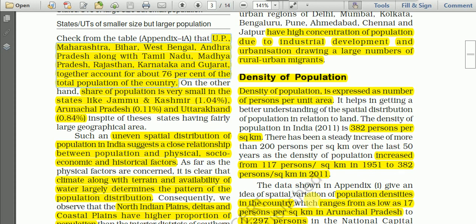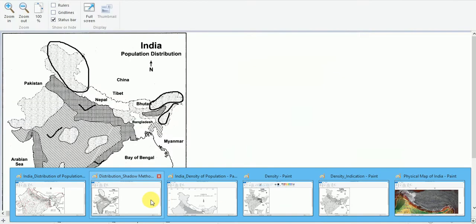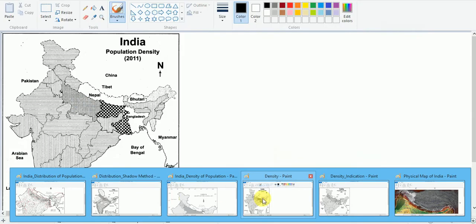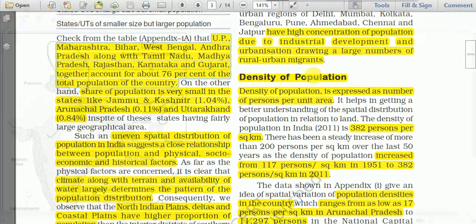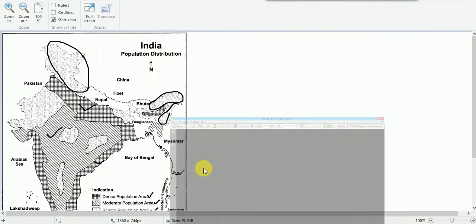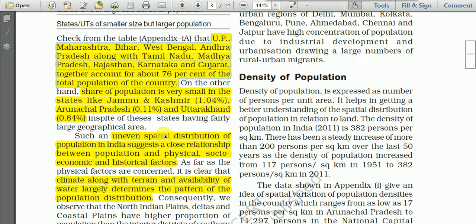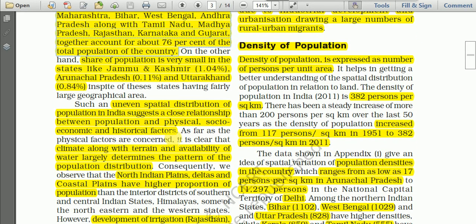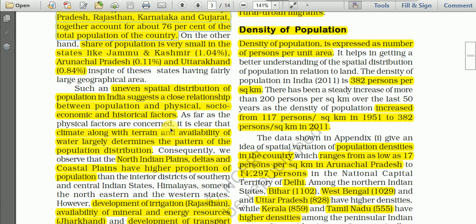From this we know that some areas have more people than other areas. Many reasons are there for having such an uneven distribution of population in India. So what are those factors? Do remember that we have learned this in book 1, Fundamentals of Human Geography.